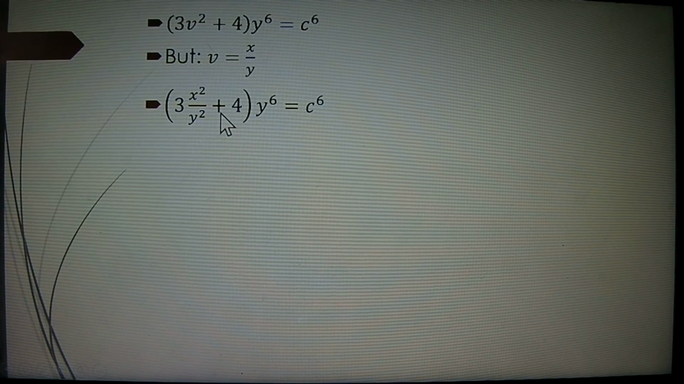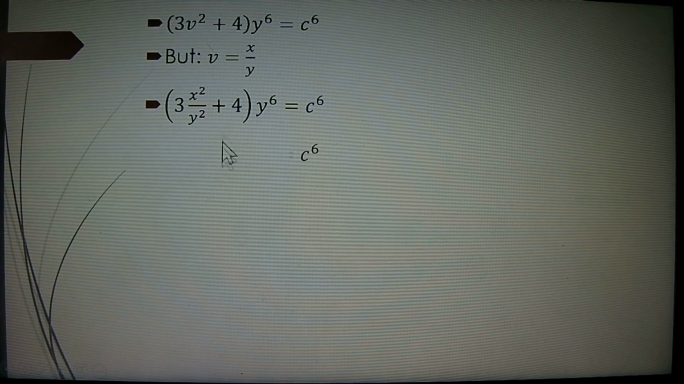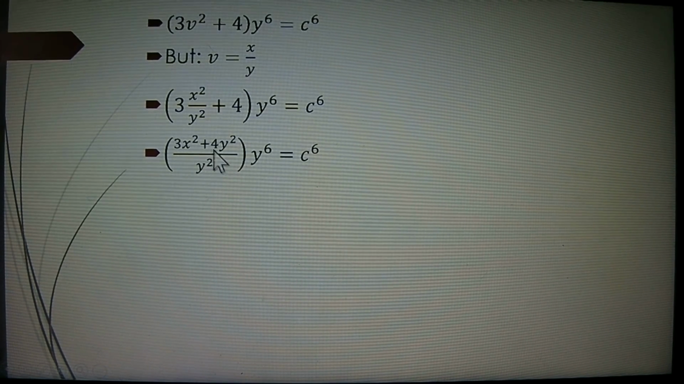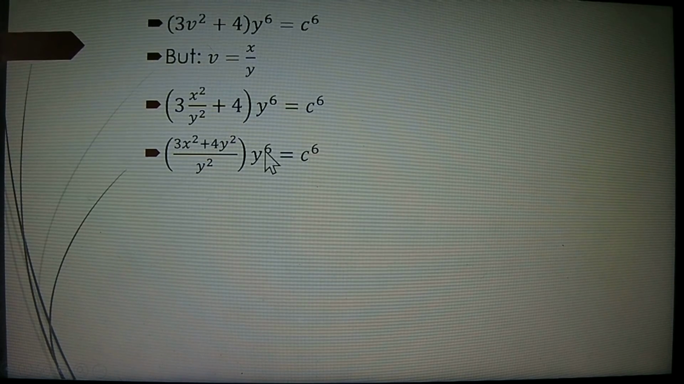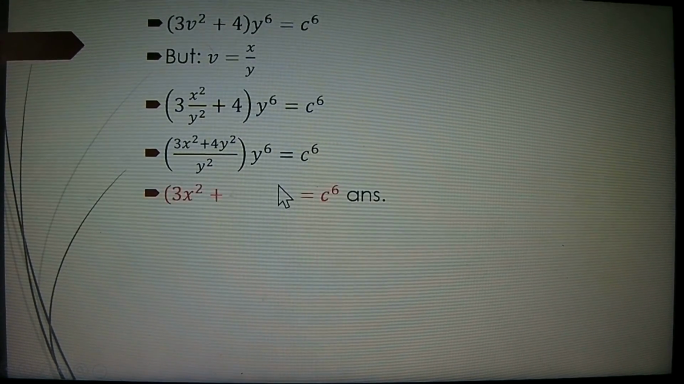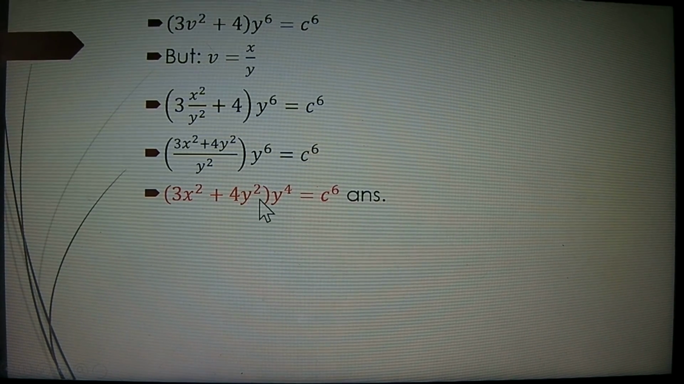And then you get the common denominator or the LCD y squared. So it becomes 3x squared plus 4y squared. Then we can cancel y squared by y to the 6. It becomes y to the 4. So our answer is 3x squared plus 4y squared times y to the 4th equals c to the 6.